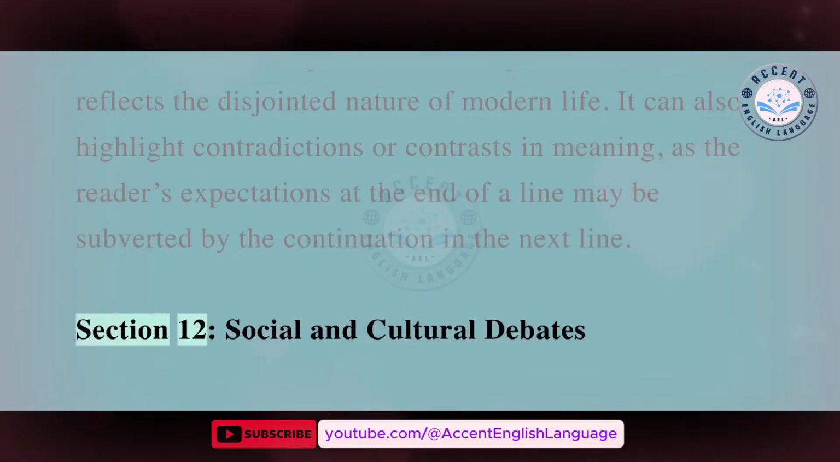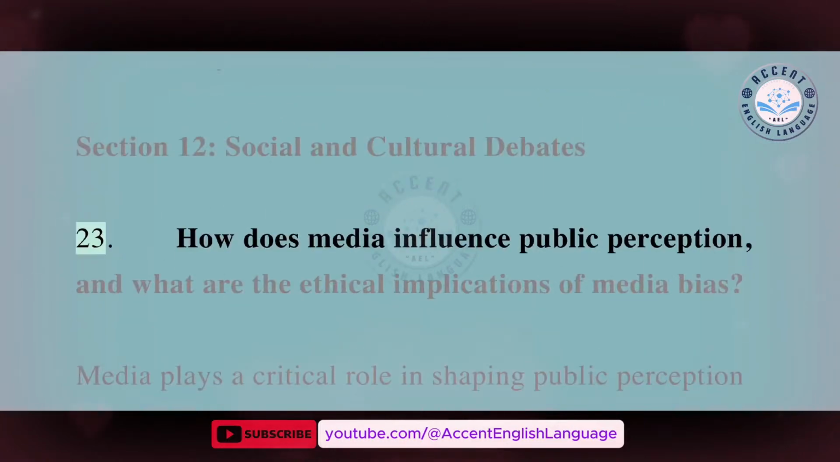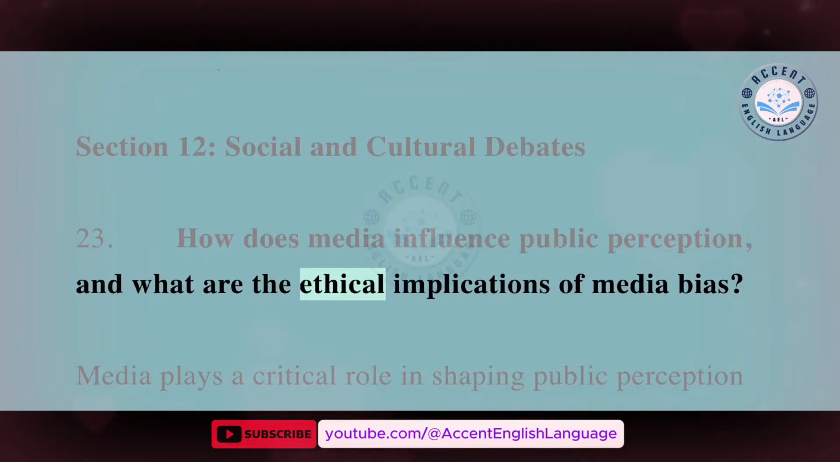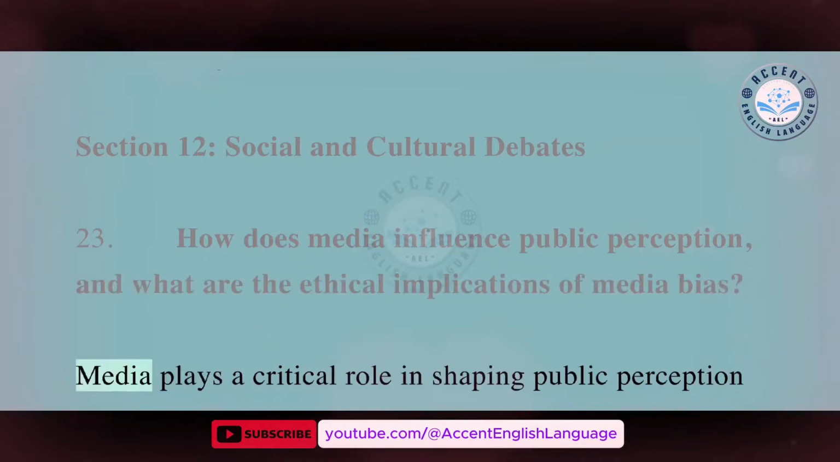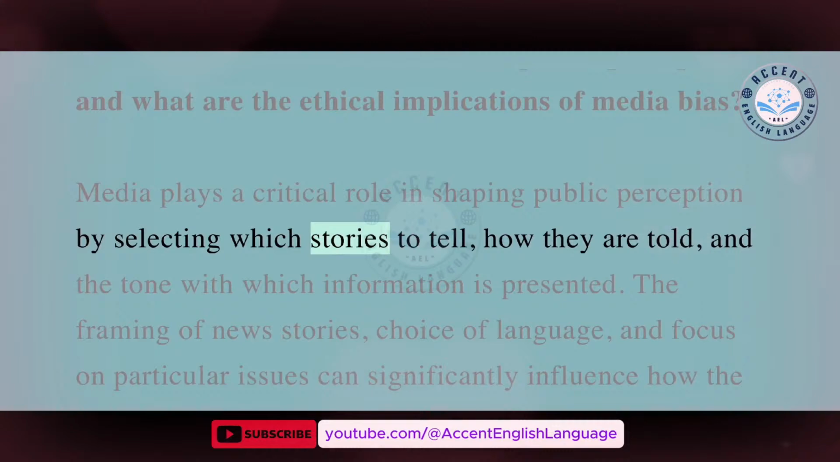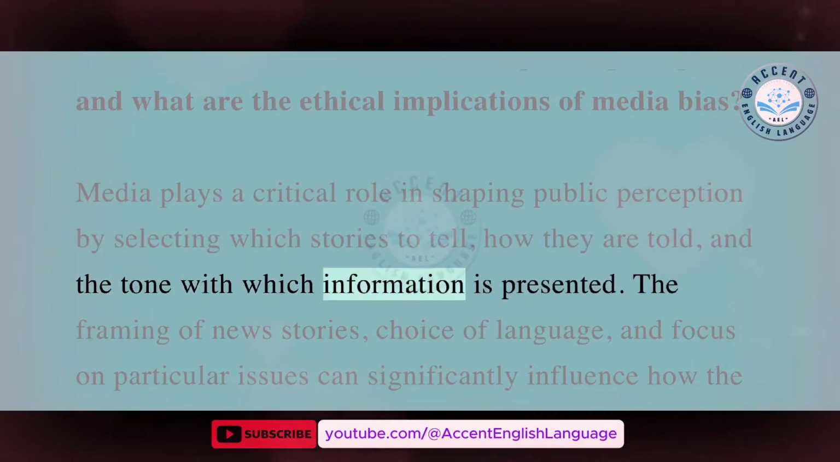Section 12. Social and Cultural Debates. 23. How does media influence public perception, and what are the ethical implications of media bias? Media plays a critical role in shaping public perception by selecting which stories to tell, how they are told, and the tone with which information is presented.